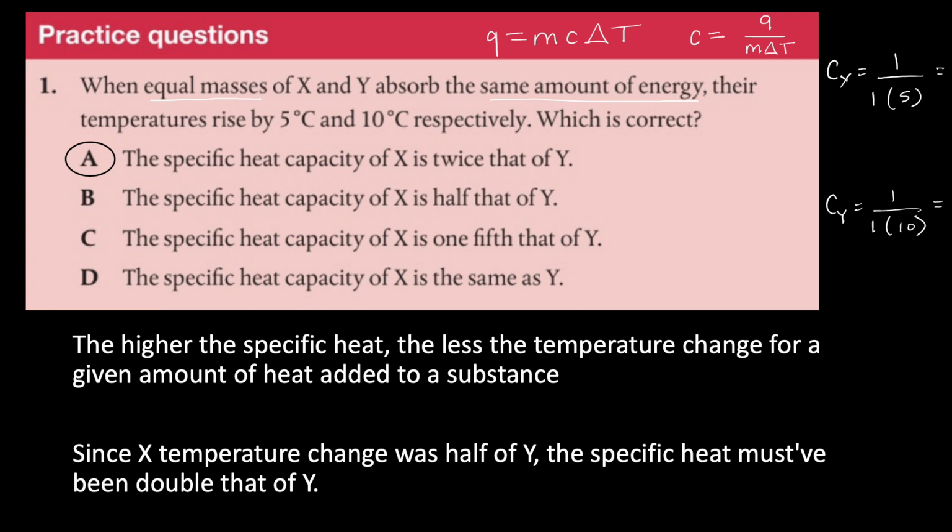Now for my specific heat of X, I would get 0.2, and for my specific heat of Y, I would get 0.1. Now you could do this entire thing with reasoning, but I just wanted to show you how to get it with the math in case that was easier to understand. So as you can see, when we solve for this, the specific heat of X is twice that of Y, so A would be the final answer.